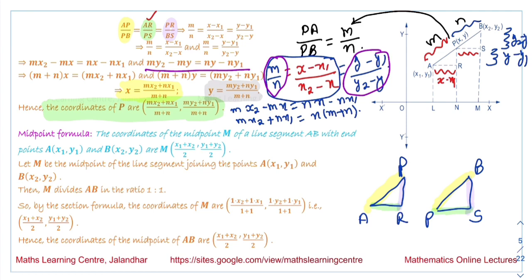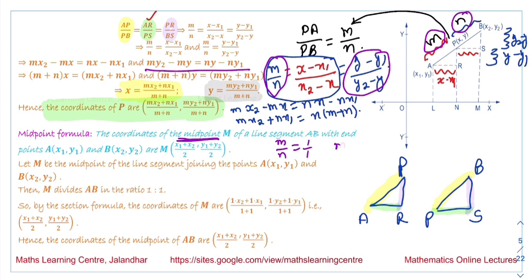Now the next thing we have is, suppose this line is dividing this line segment in two equal parts. When it is dividing the line segment in two equal parts, we are saying the point P is the midpoint of this line segment AB we are talking about. It means the ratio m is to n, we are saying this is the ratio m is to n, that should be 1 is to 1.